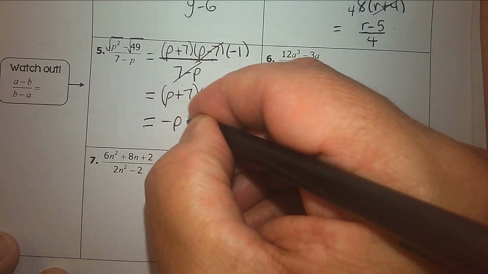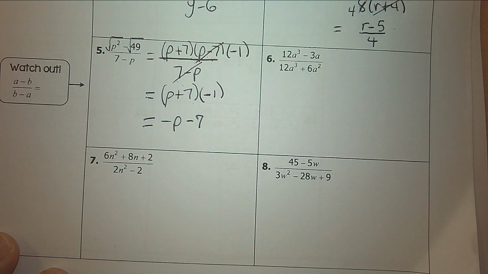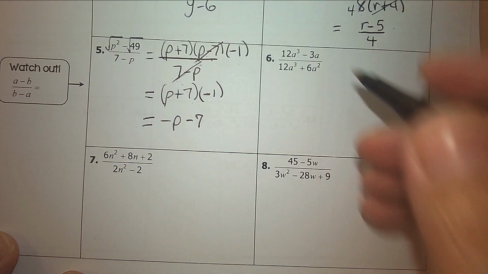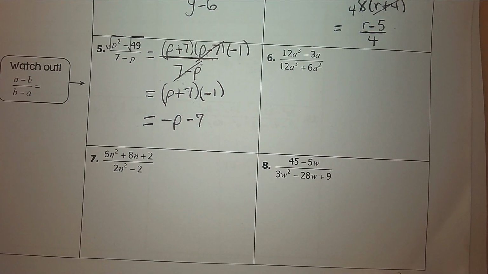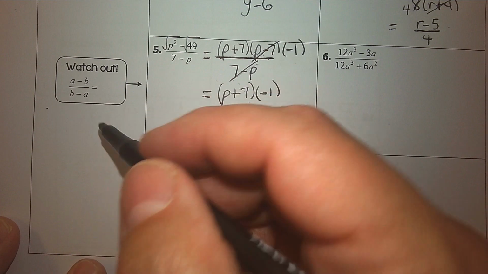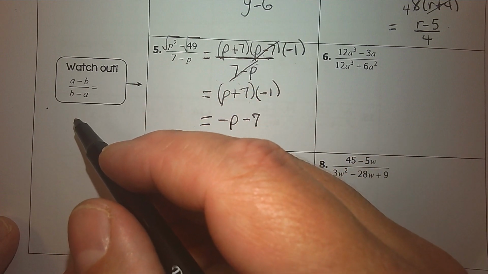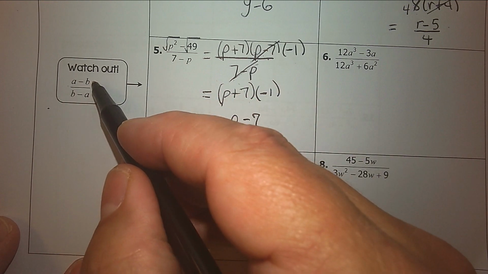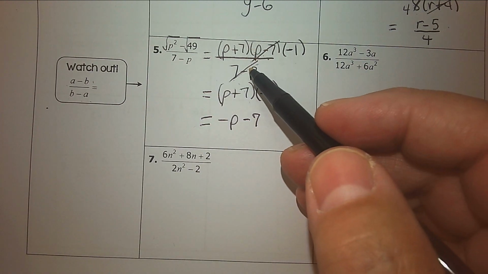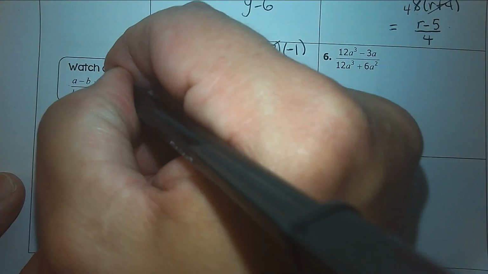Excellent. Did we all learn something there? So could we divide those out? Is it okay that we did that? Yes. But what did we have to understand? That they are what type of factors? Hey, do you see this little box that says, watch out? So A subtract B and B subtract A are called what type of factors? Opposite factors, and they divide to equal negative 1.